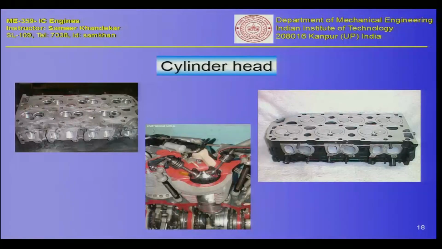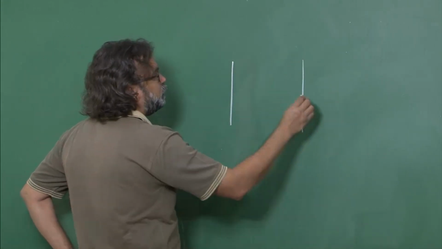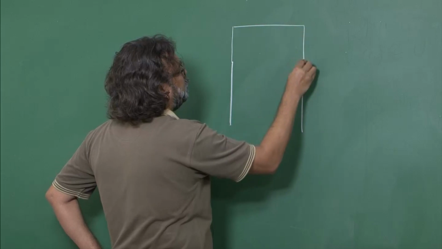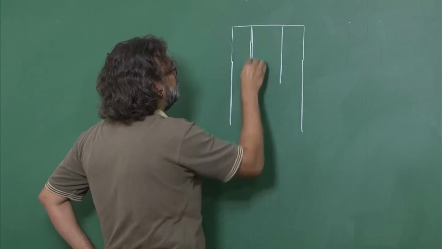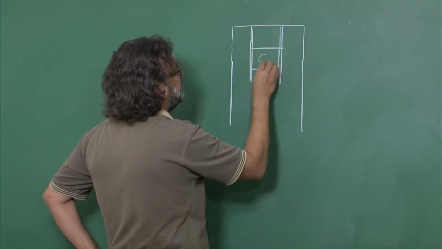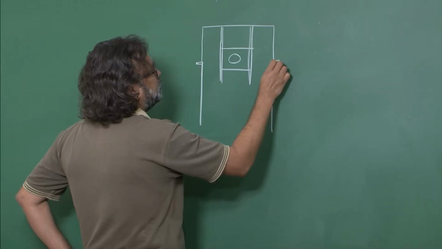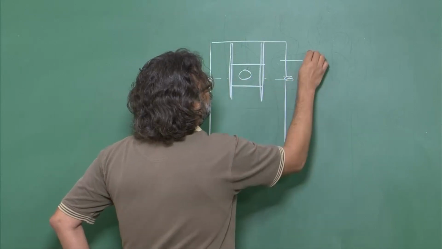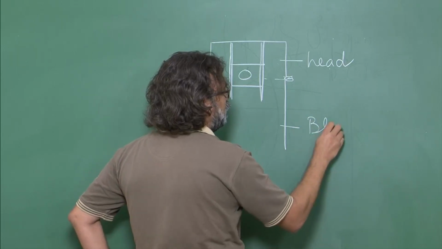Then we come to the cylinder head. The cylinder head is the top part of the engine. So let me go to the blackboard and explain. If you see the construction, you have the engine block, and then on the top you have the head. The cylinder liner or the cylinder is here, the piston is inside this cylinder. So this top portion is the head, and this is the block.